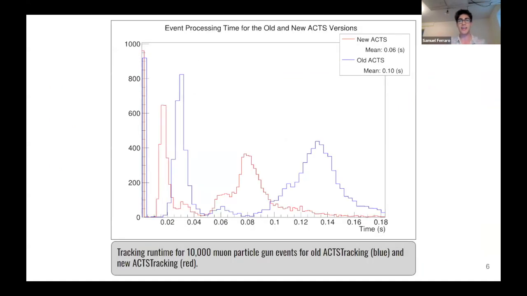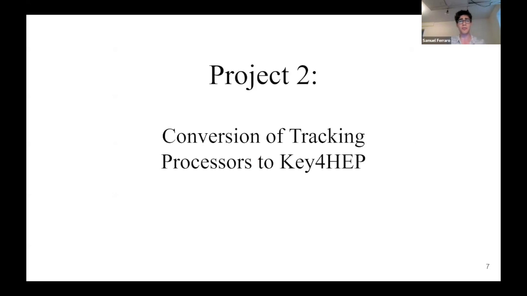In addition to that, the new version was significantly faster, which I'll explain in a few minutes is really important for the Muon collider, but this is a great sign. So the new version that implements the newer ACTS has been packaged in a new container and is now on CVMFS. You can find it there if you want to use it and try things out with the Muon collider stack. So my second project was taking those tracking processors and converting them to Key4hep.